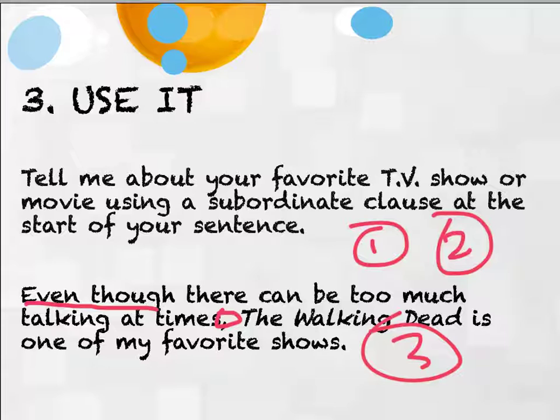I want you to look in your use it box. Check to make sure you followed all 3 rules. If you're not sure, call your teacher on over to have them give it a check just to make sure you started your sentence with the subordinate clause correctly.